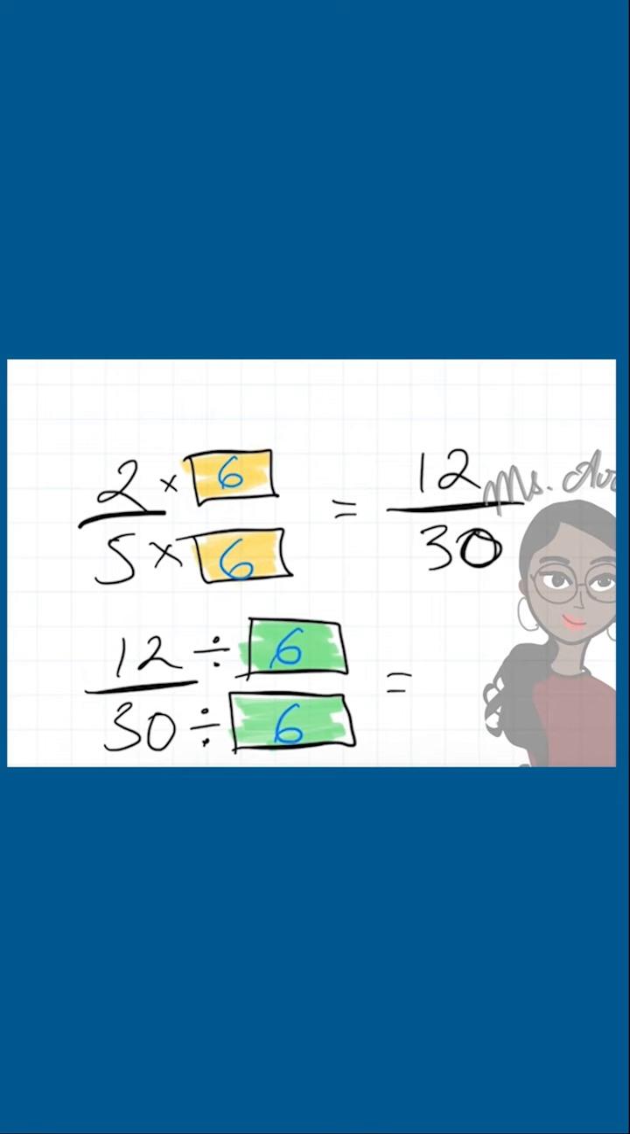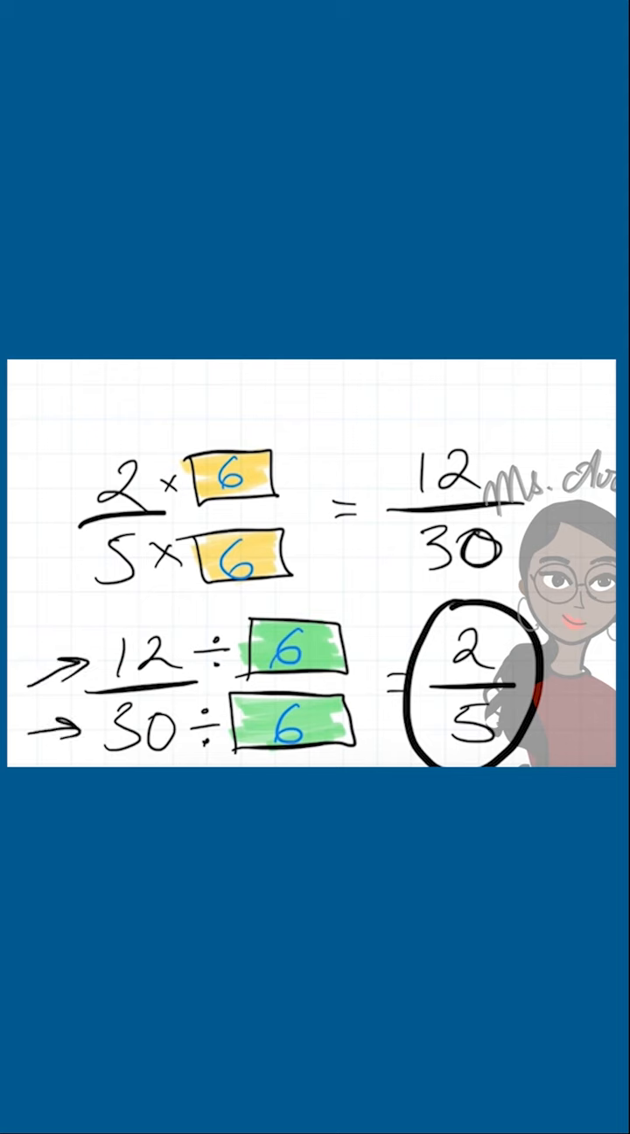12 divided by 6 is 2. On the bottom, we get 5. And so that is how you simplify fractions. You look for something that goes into both the top and the bottom, and you divide both of those by that number. Once you get good at it, then you can mostly just do this in your head, and you don't have to write it all out. But that's how equivalent fractions and simplifying fractions work.